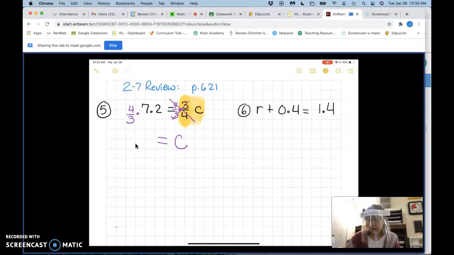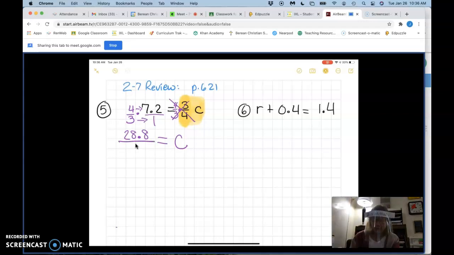Now on the other side, I've got to do multiplying, so I'm going to put my imaginary 1. And then I can multiply the top numbers and multiply the bottom numbers. So, calculator people, 4 times 7.2. 28.8, good. And then 3 times 1? Just 3, good.